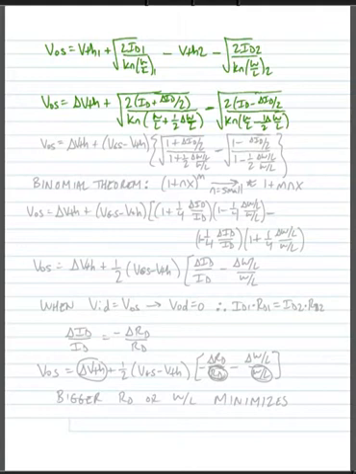After a little bit of algebraic manipulation, we could show that VOS is equal to delta VTH plus VGS minus VTH times the square root of 1 plus delta ID over 2 divided by 1 plus 1/2 delta W over L over W over L, minus the square root of 1 minus delta ID over 2 divided by 1 minus 1/2 delta W over L over W over L.